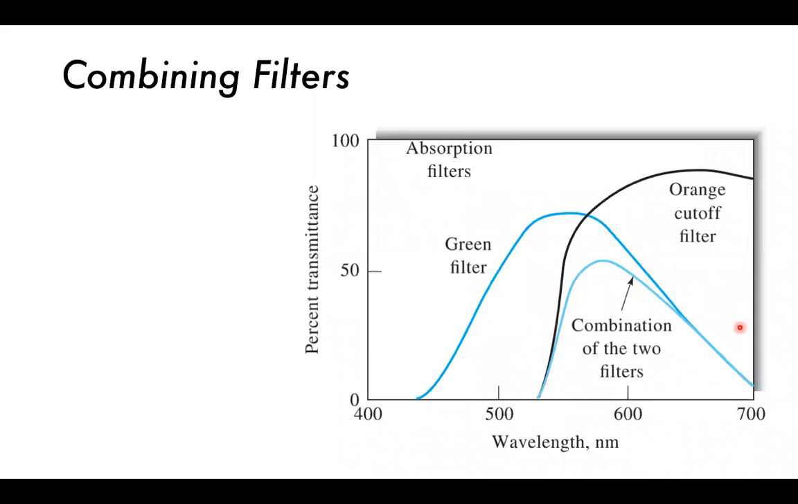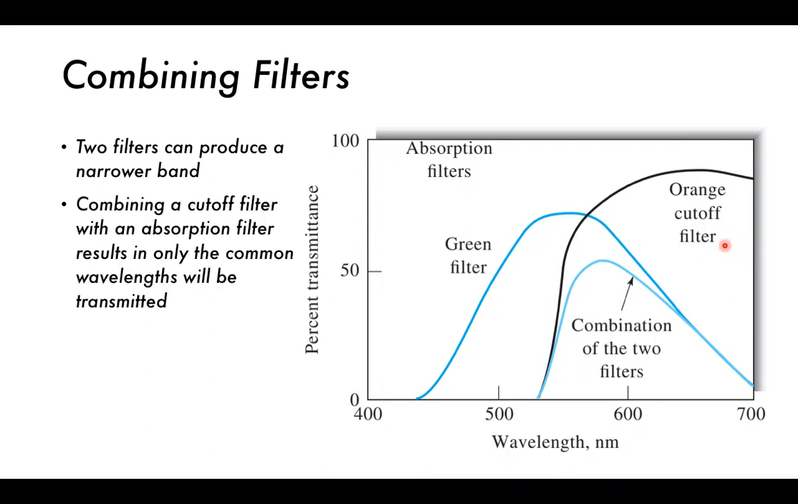So you can combine filters. For example, we have a green absorption filter and we have an orange cutoff filter. Cutoff filters cut off all of the light beyond a certain region. For example, this orange cutoff filter cuts off all of the light below 500 nanometers, but basically allows the transmittance of all of the light above 500 nanometers. So two filters can produce a narrower band of light, and combining a cutoff filter with an absorption filter results in only the common wavelengths being transmitted.